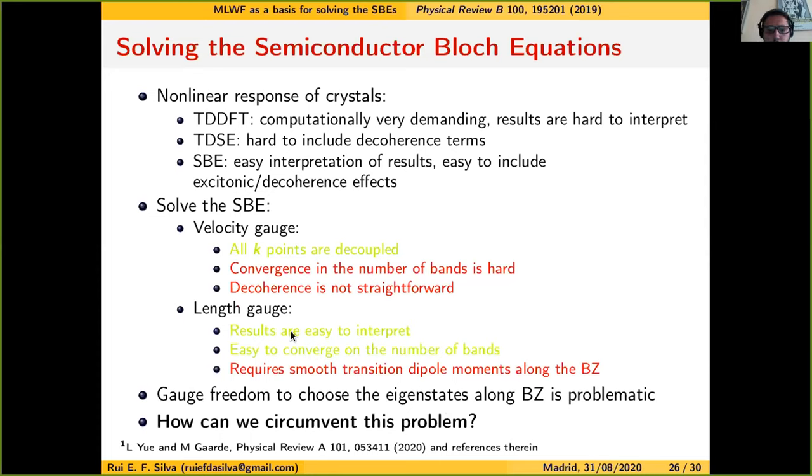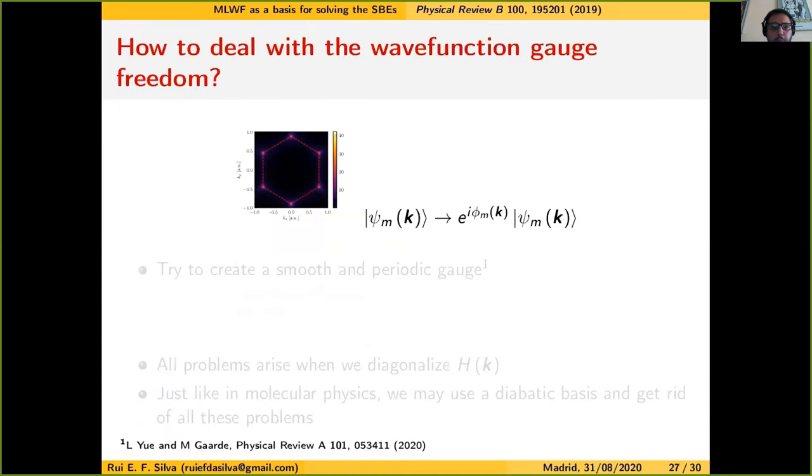So to really see a lot of discussions on the semiconductor Bloch equations and what the problems of semiconductor Bloch equations are, you need to look at this recent paper by Metegarde and Lunyu. The problem is this: you can put a random phase here to change the phase of your eigenstates along the Brillouin zone.